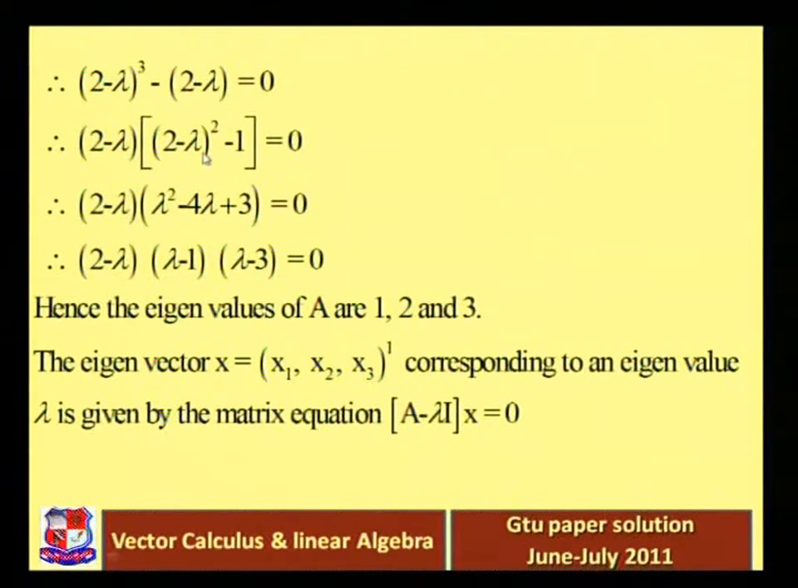That is nothing but lambda square minus 4 lambda plus 3, right? Plus 4 minus 1, that is plus 3, equal to 0. So you will get (2 minus lambda)(lambda minus 1)(lambda minus 3) equal to 0. So the eigenvalues are 1, 2 and 3. Now corresponding to 1, 2 and 3 we have to find the eigenvectors, right? So the eigenvector x equal to x1, x2, x3 corresponding to an eigenvalue is given by (A minus lambda I)x equal to 0.